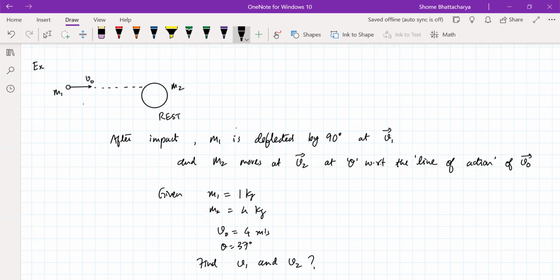Okay, one more thing we can be asked to calculate here is to find the collision impulse J. That is the magnitude of the impulse that M1 applies on M2 or vice versa, M2 applies on M1. That will be the same magnitude either way.